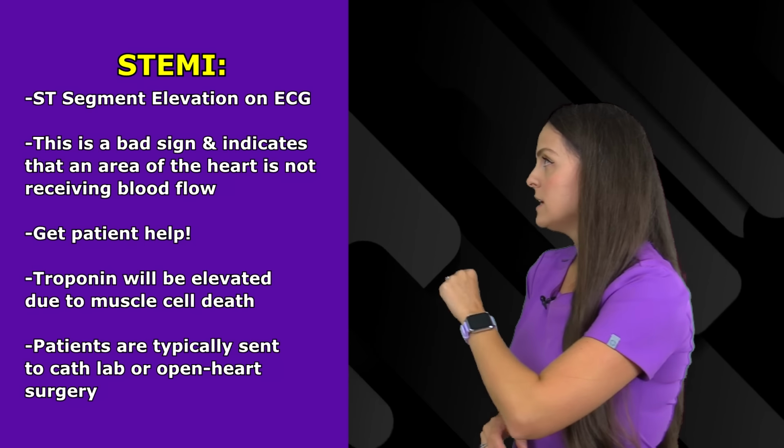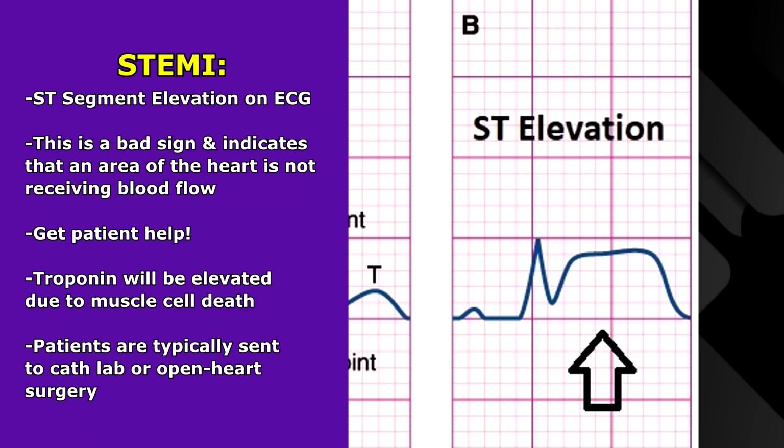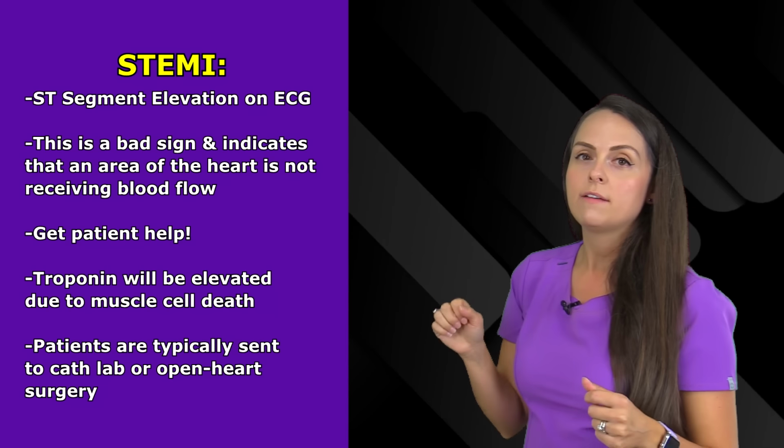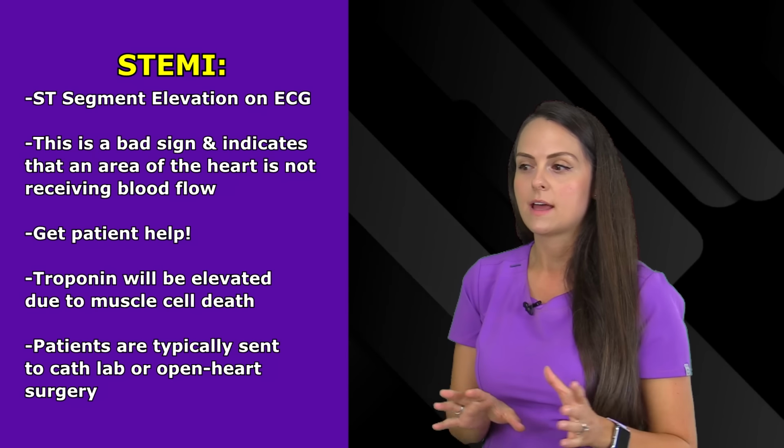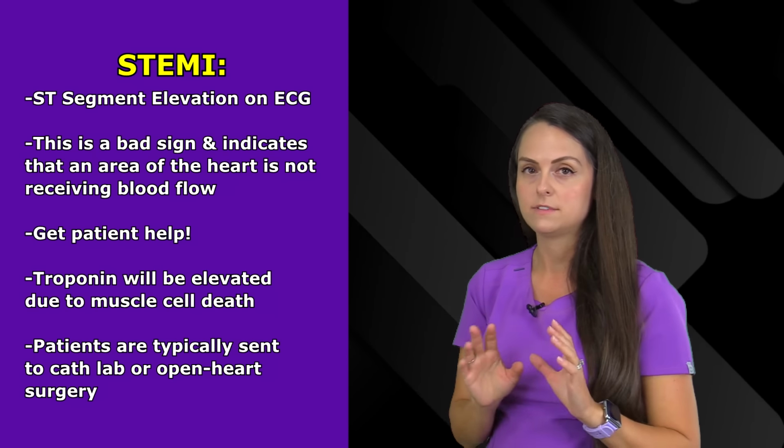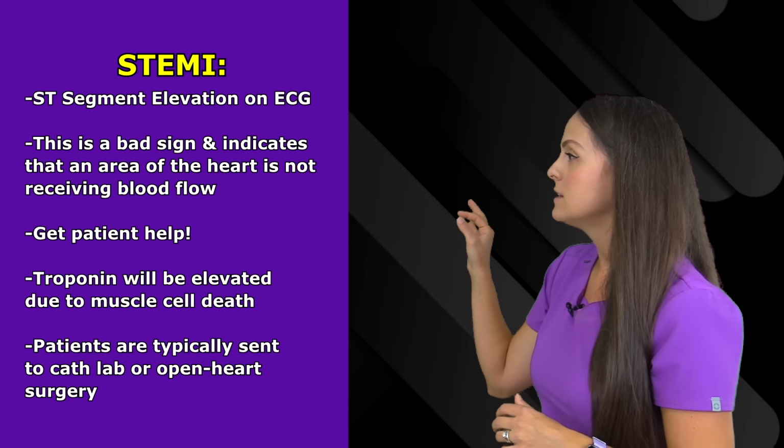So whenever you look at the ECG, you're going to see ST segment elevation, as you can see in this example here. Whenever you see this, this is a very bad sign. Get your patient help immediately because it's telling us a huge area of this heart is not receiving blood flow. Whenever you look at the patient's troponin levels, they are going to be elevated, telling us that some muscle cells have died, and that is not a good thing.